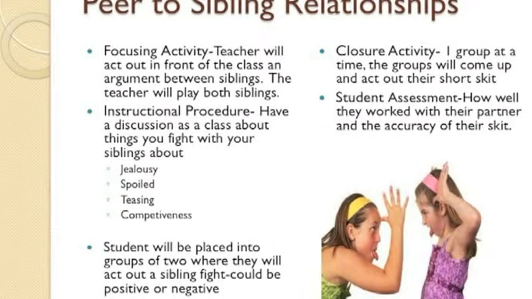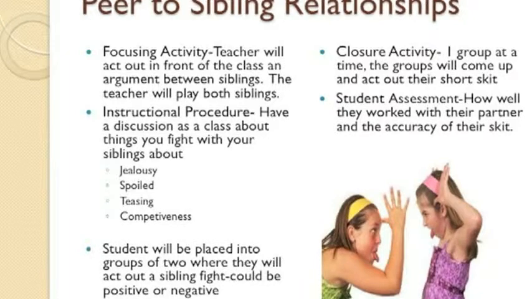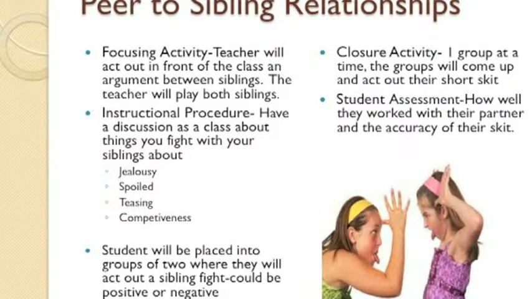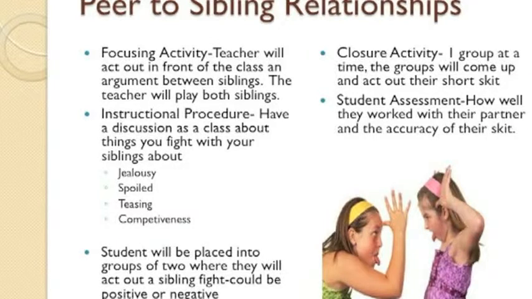And the students will be placed into groups of 2 where they will act out a siblings fight, and the groups could be positive or negative. And for every negative fight, that argument that is discussed, there will be a positive so that children know how they should act with their siblings. And then just the closure is that they will act the skit out in front of the class. And we will informally assess the students by how well they worked with their partner.